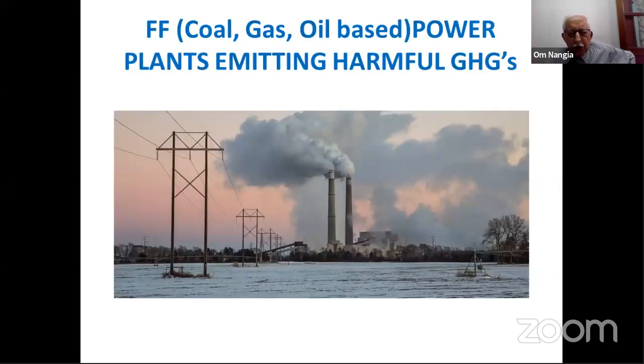This is a very common picture. All of you might have seen. This is a fossil fuel based power plant, which emits so much harmful greenhouse gases, and they are polluting all over the world. It is a big topic. All countries are putting a lot of money on research and on using green solar power and other renewable energy to get rid of these GHG gases.